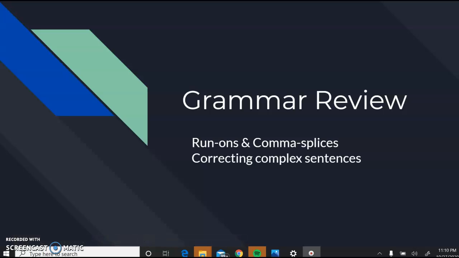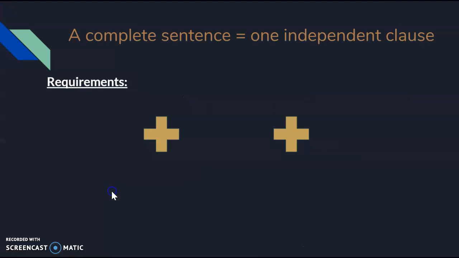Hi everyone, today we're going to do a grammar review of run-on sentences and comma splices. So this is about how to correct complex sentences. So just a reminder that a complete sentence is one independent clause, and in our case, we're going to make a complex sentence that combines independent clauses.